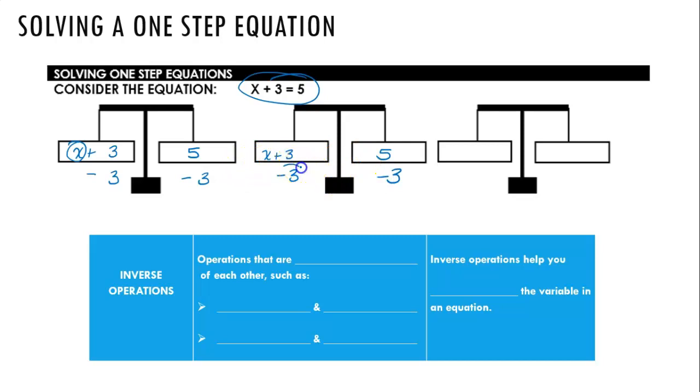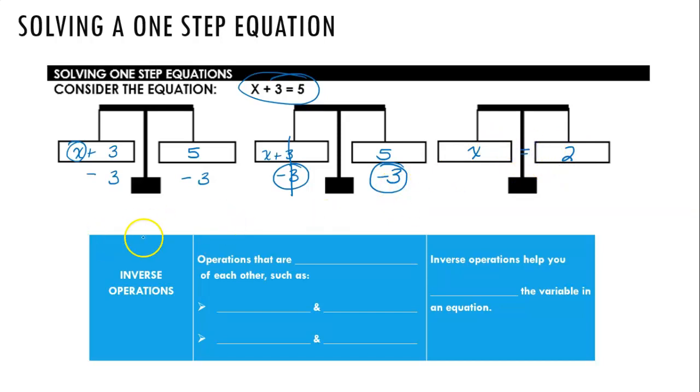What I've done is done the same operation on each side so that the sides remain balanced. If I just take 3 away on one side, now one side is much lighter than the other and the scales don't balance. So I've taken away the 3's and I'm left with x, and I had 5 and took away 3, so now I know that x is equal to 2.